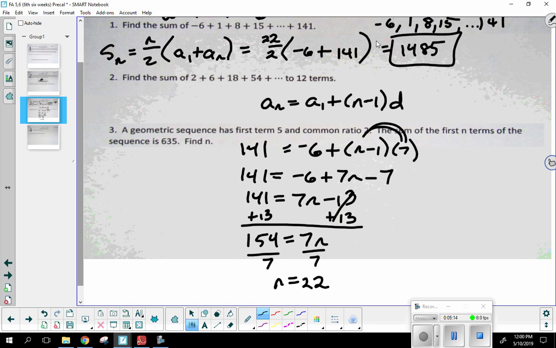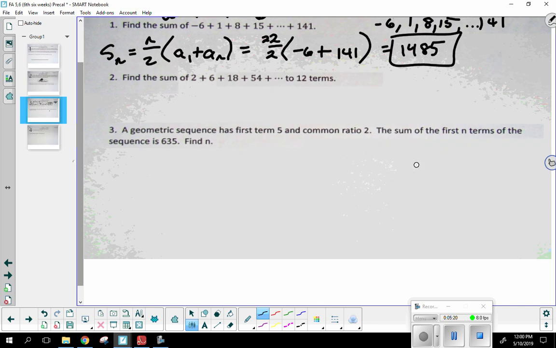Okay, well, let's take a look at number 2. Now, we're already given n. What is that? Oh, no, that was n on number 1. What is the value of n? What's the number of terms on number 2? 12. I want to add up the first 12 terms. Is this arithmetic or geometric?